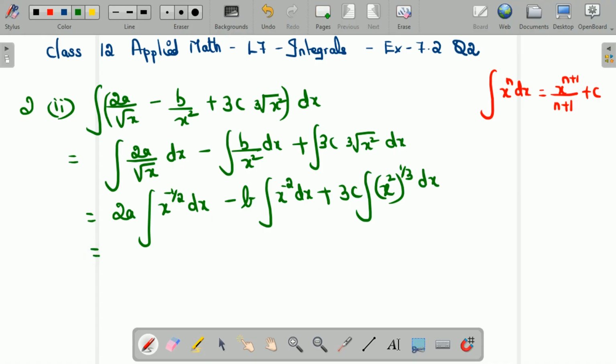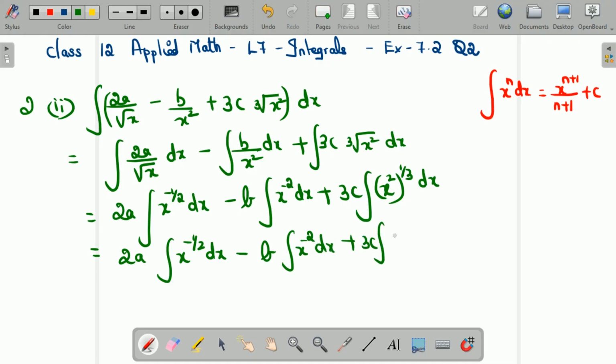Now I'm going to simplify the last one. The rest I'm copying just as it is. 2a into integral of x power minus half dx minus b into integral of x power minus 2 dx plus 3c into integral of, this I can rewrite as x to the power 2 by 3 dx. Now I have everything in the standard form. Just simply apply the formula. X power n dx is x power n plus 1 by n plus 1.